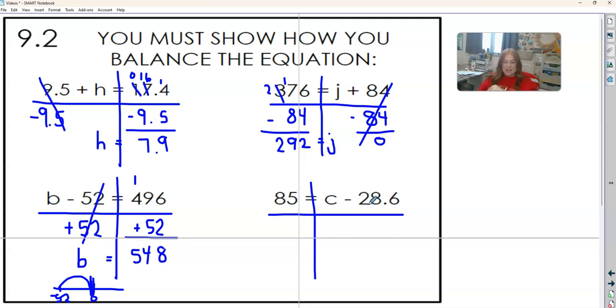So we have negative 28.6. We need to cancel that out and add on 28.6. But if I do it to this side, I also have to do it to this side. Now we need to make sure we get these decimals lined up.